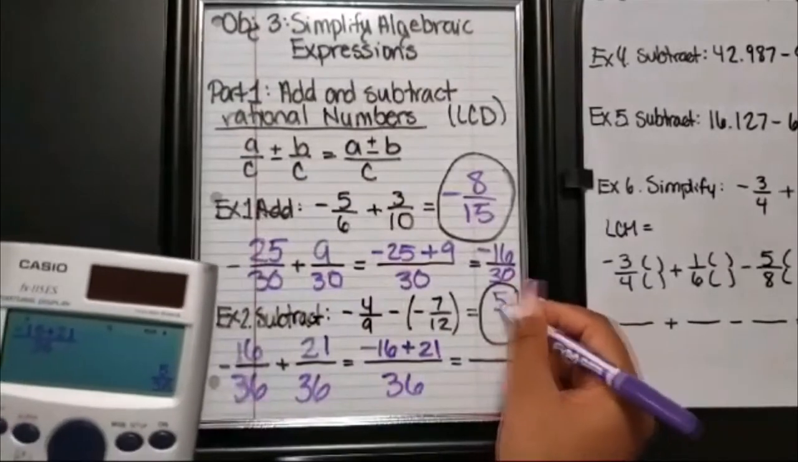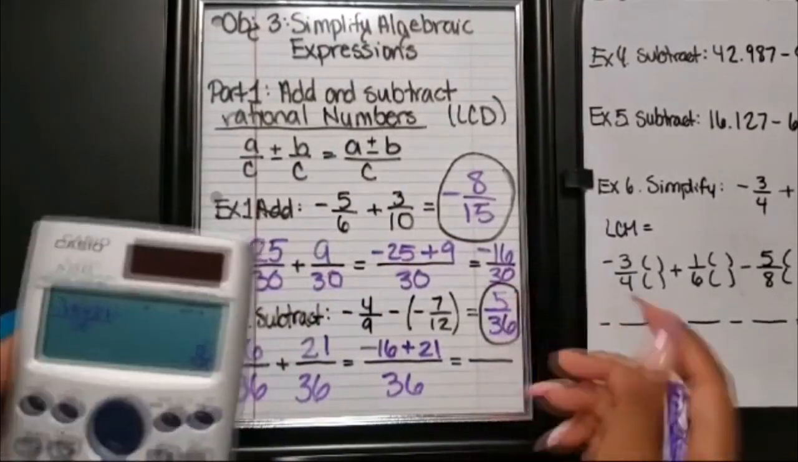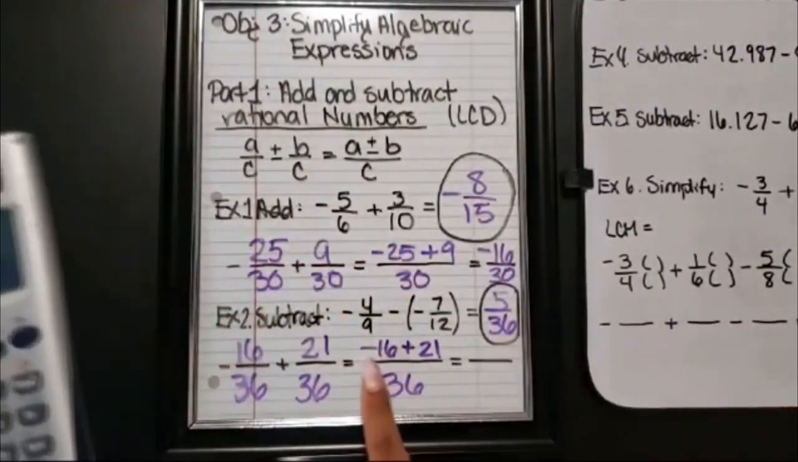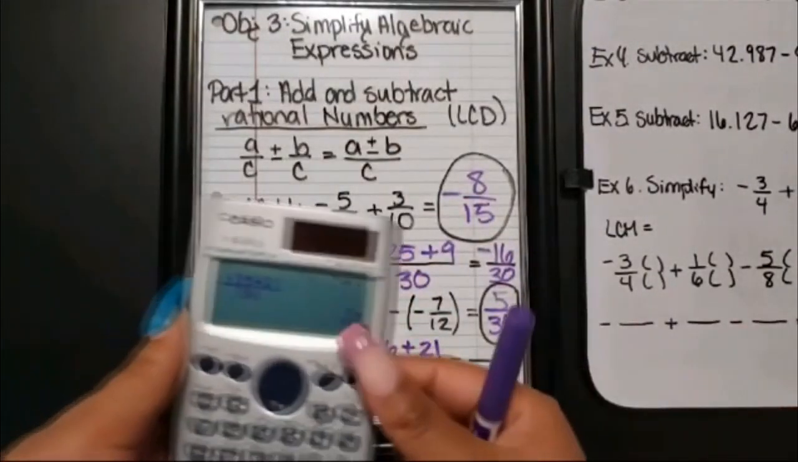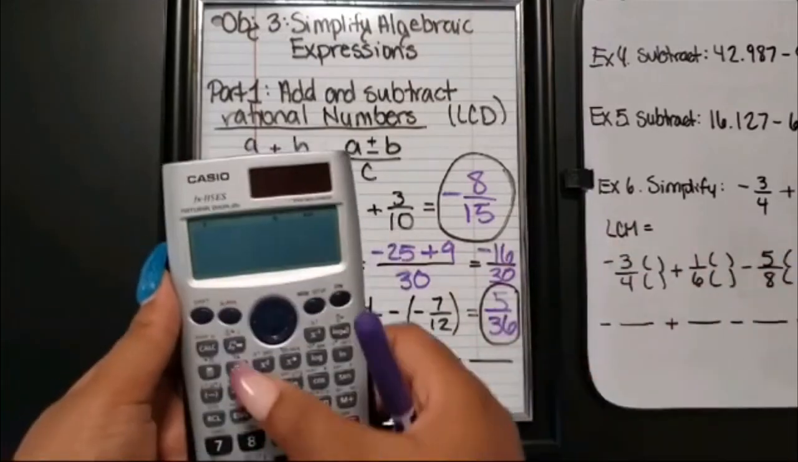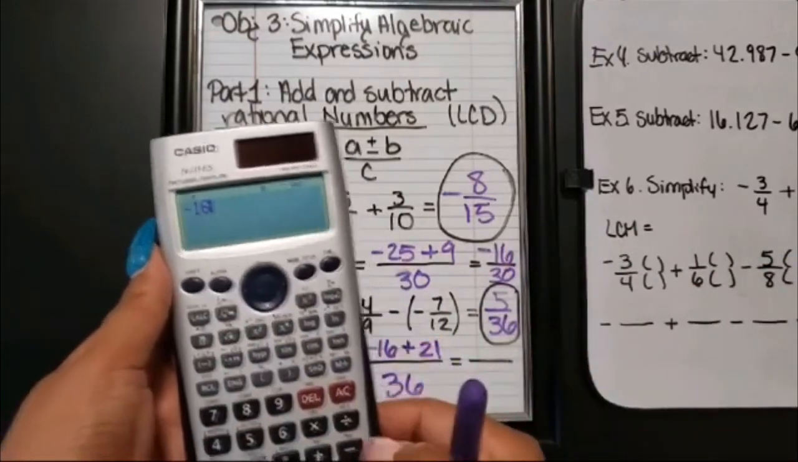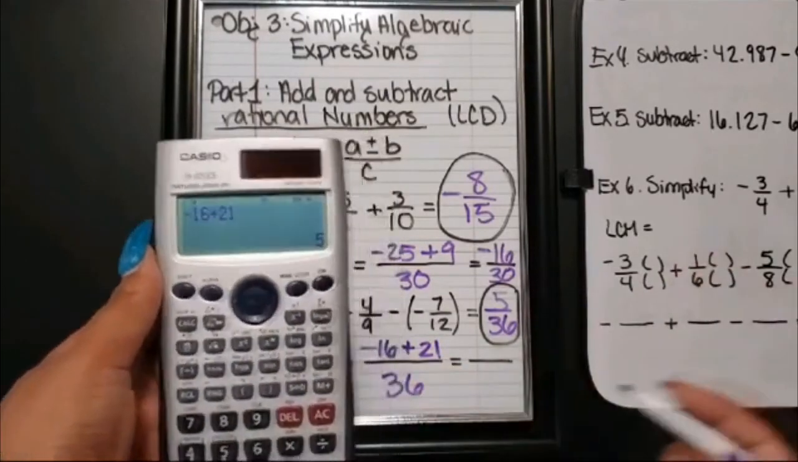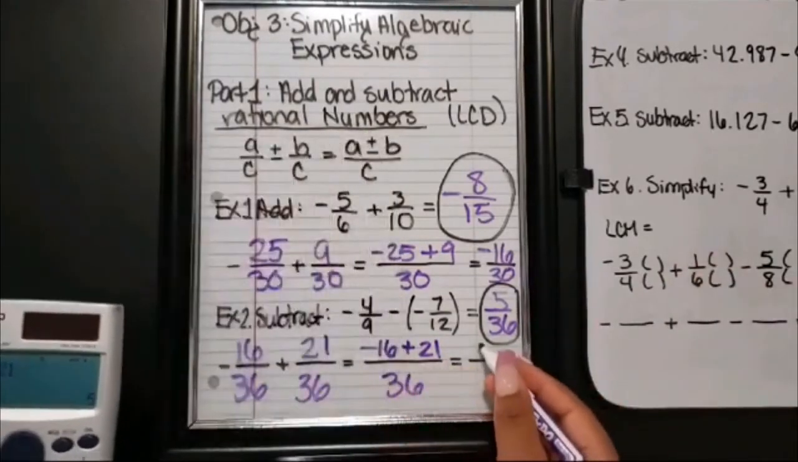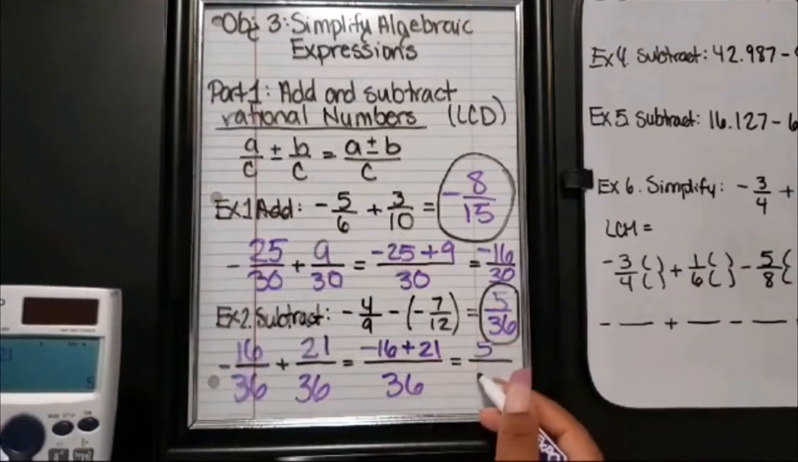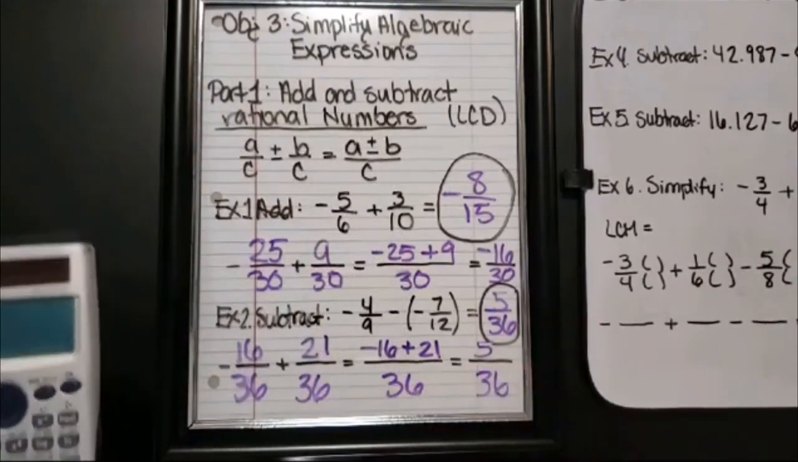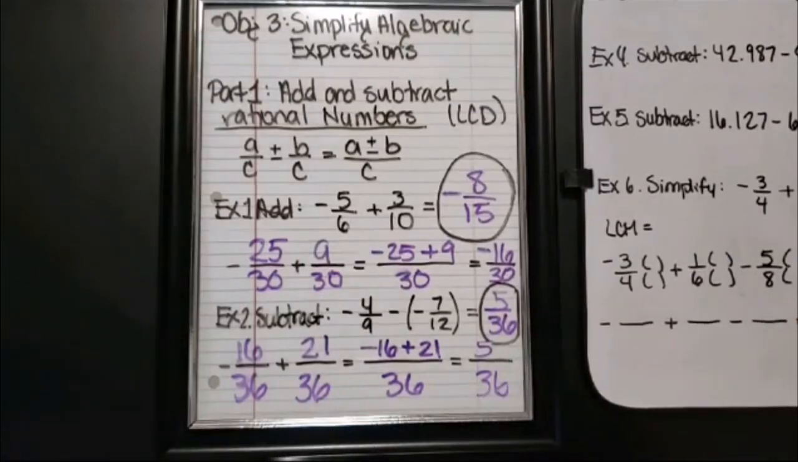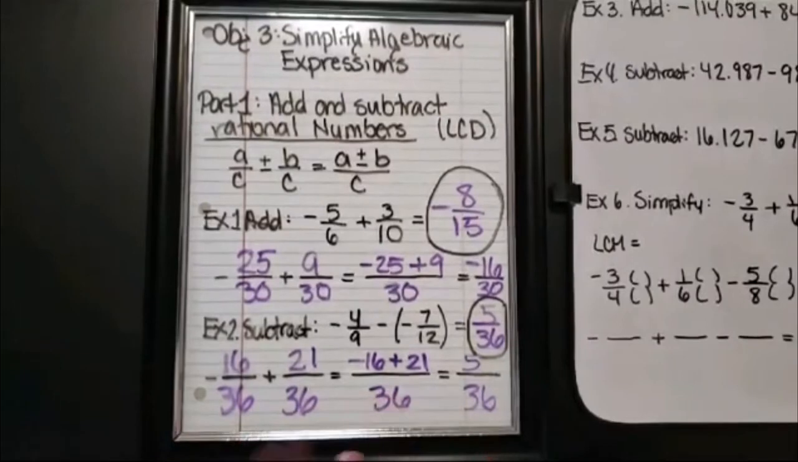Okay, so let's break it up. You might want to break it up. So we could do negative 16 plus 21, and we get 5. So we added straight across, and then we kept our same denominator. All right. So I want to make sure that you guys understand the steps.